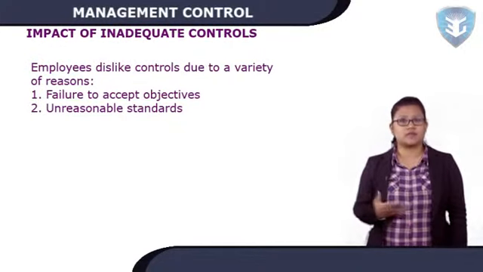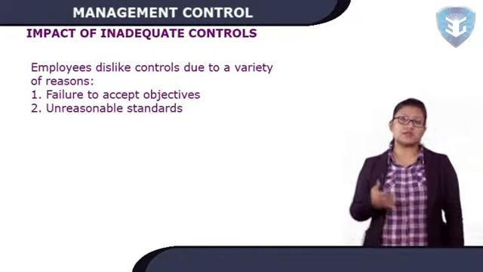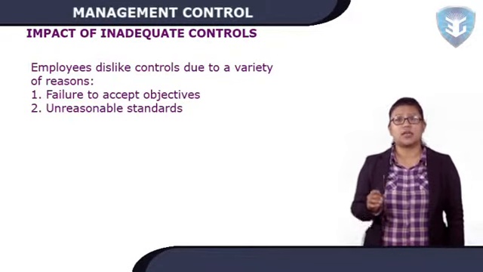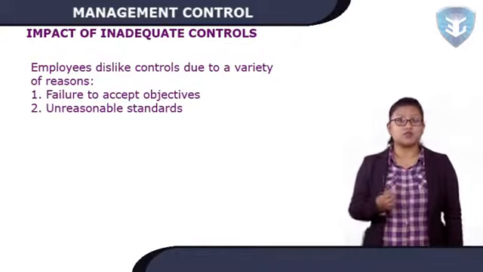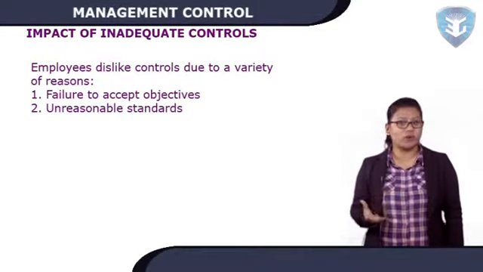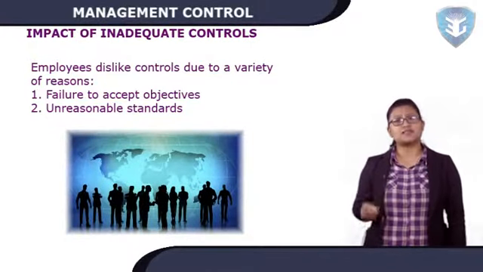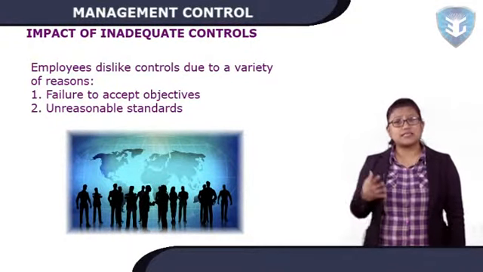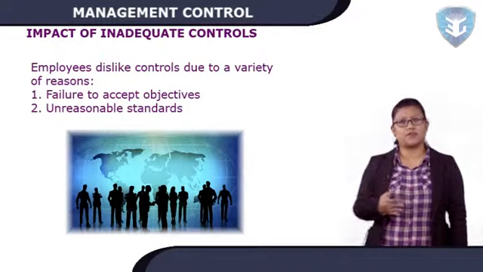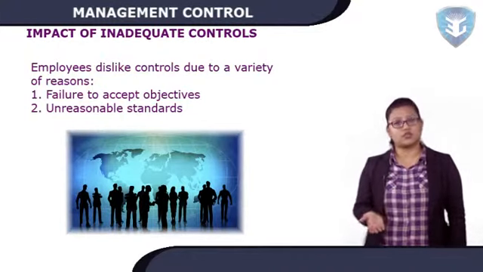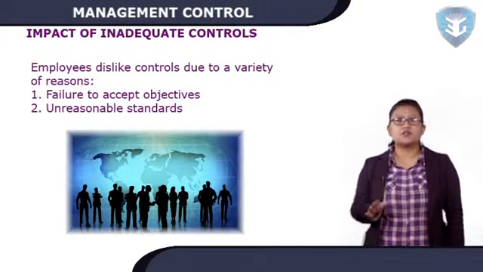Failure to accept objectives. If a person fails to accept certain objectives, he may find the control mechanism that pushes him towards those objectives a distinct annoyance. Thus, a worker may not care to reduce waste if he thinks that this is not going to make any difference to his employer who is very rich. Unreasonable standards. A person may dislike control because he thinks the standard of performance set for him is too high. Thus, a salesman may object to his quota or the production department to a schedule for reducing inventories.